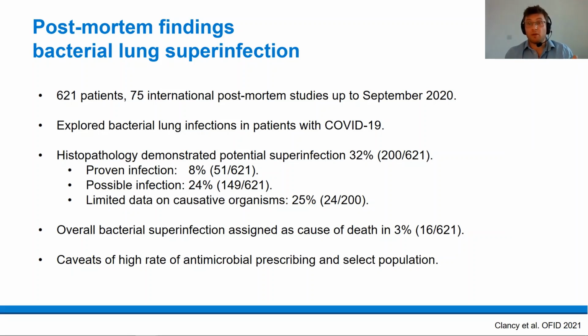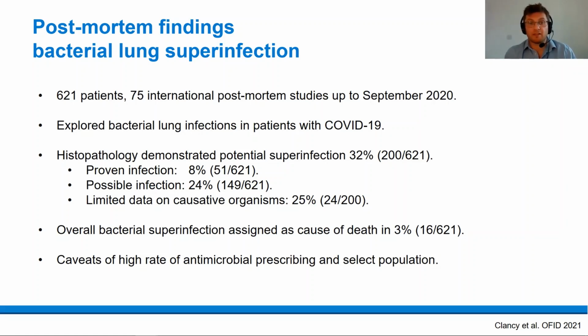Again, as with most of the studies which we see looking at clinical data, there was limited data on causative organisms. But I think the important thing to take away from this was that in terms of cause of death assigned to patients, only 3% of cases had bacterial superinfection assigned as the cause of death.